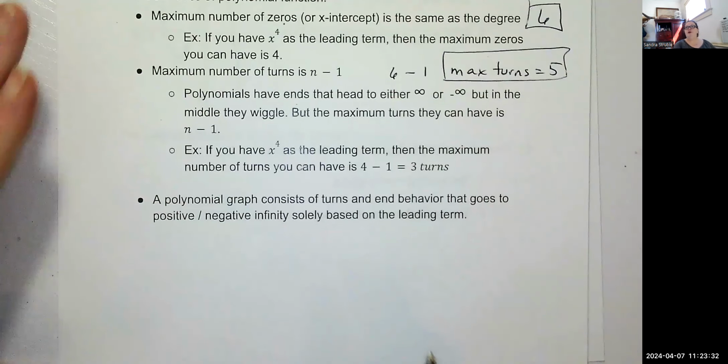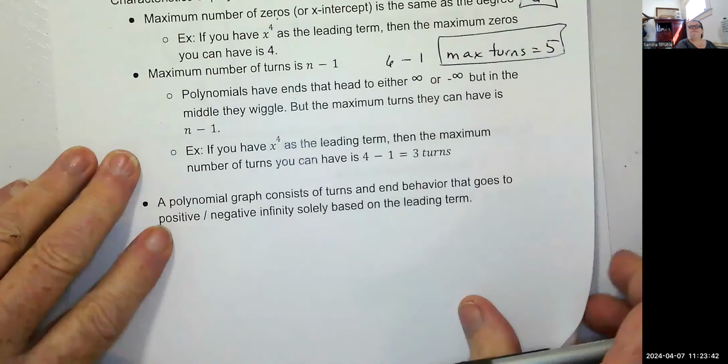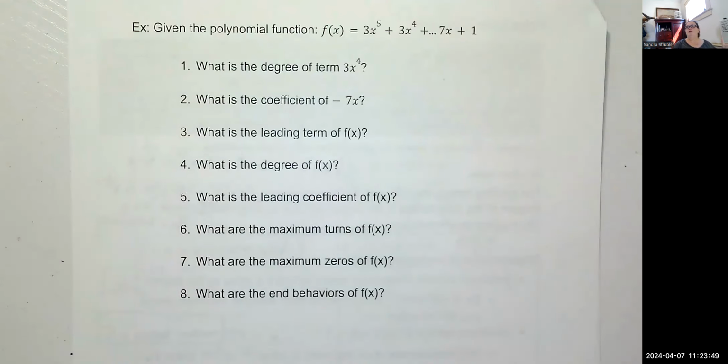Polynomial graph consists of terms and end behavior that goes to positive or negative infinity solely based on the leading term. And we just discussed that in the negative 3x to the 6th. Okay. So this is something similar to what you're going to see on your exam. I'm going to give you a polynomial function. It may or may not be in order. You need to make sure that you understand that the highest degree, the highest exponent, is going to be your leading term. All right.